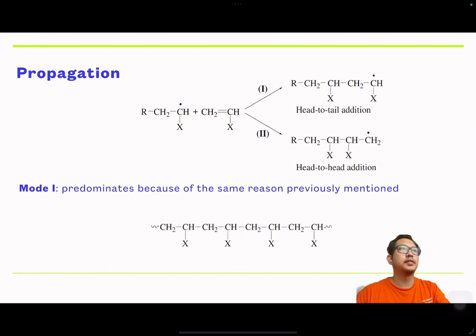Now we have another process which we call the propagations. As we can see, based on the modes, it's actually the same as the previous initiation. We can have 1 and 2. It will have a domination because of the same reason we previously mentioned. If the X is a huge structure like benzene, it will prefer the mode 1. We can see it will be head to tail addition. But if X is a smaller molecule, it can be head to head addition.